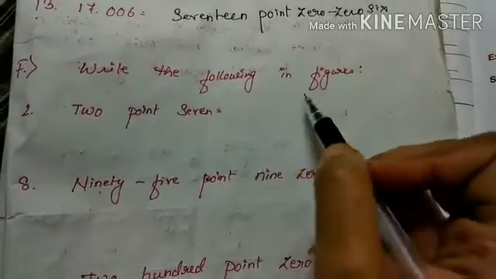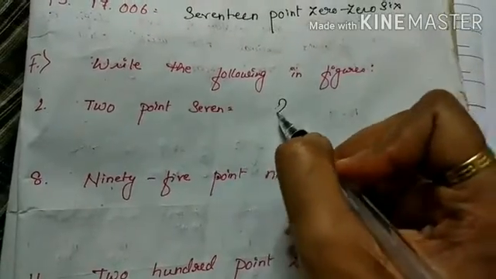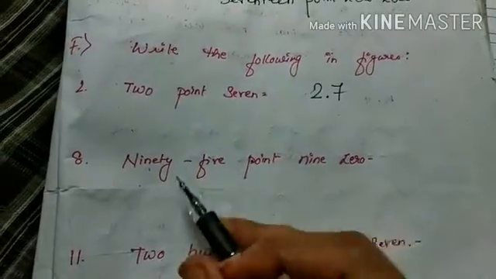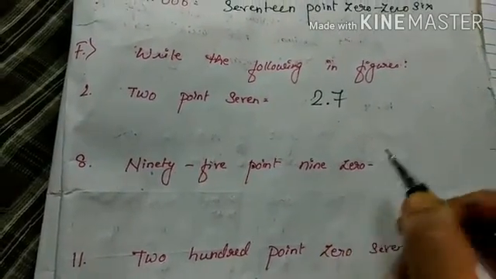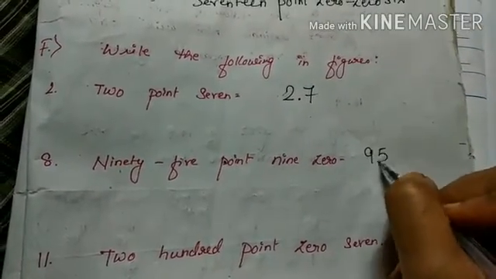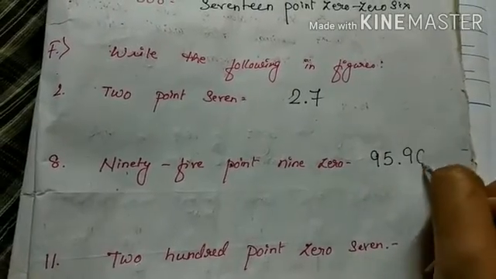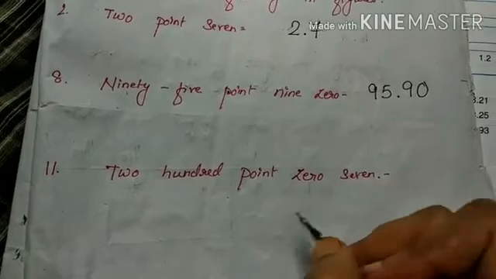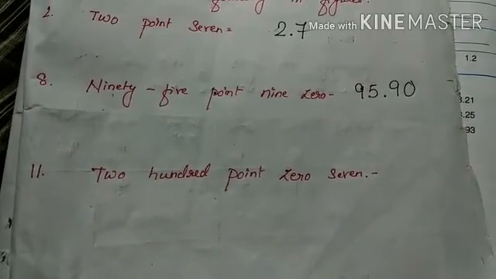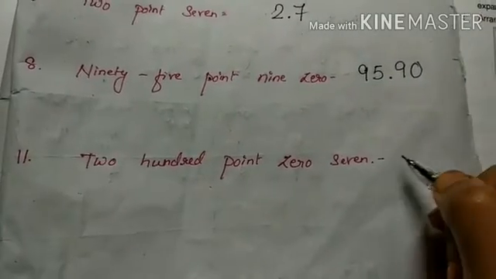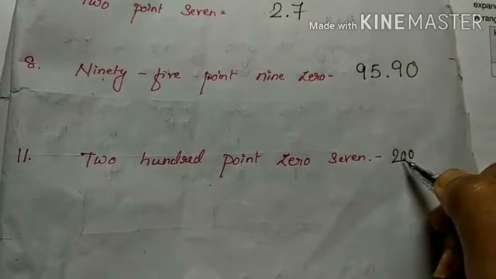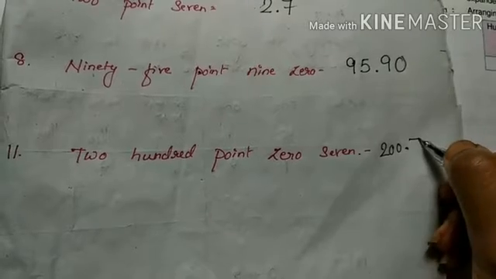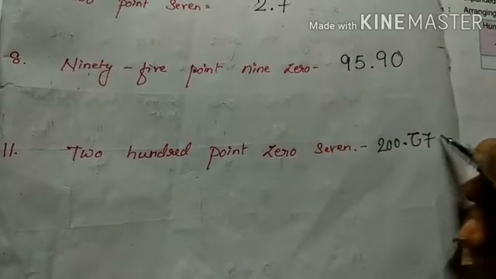Now write the following in figures. 2.7 is 2, then put the decimal point and 7. Then 95.90. So first write 95, put the decimal point, then 9, then 0. Now 200.07. 200, then put the point, then 0, then 7.